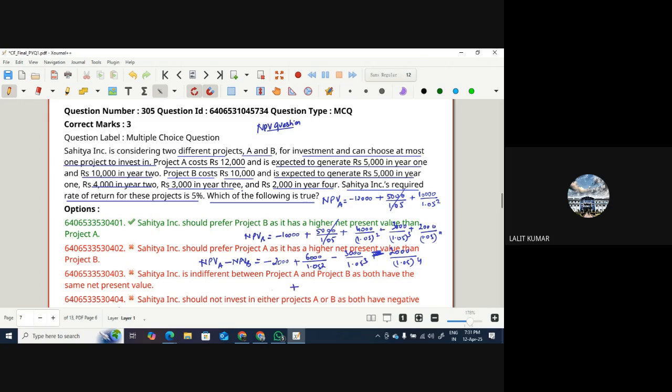If this is positive, then you go for A. If it is negative, then you go for B. It's okay. And if you solve it, it will come negative.